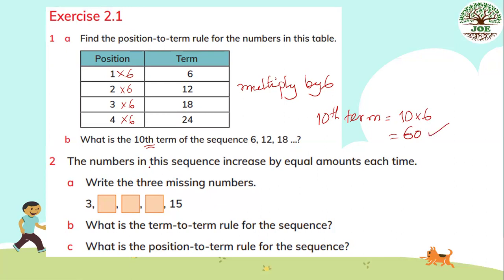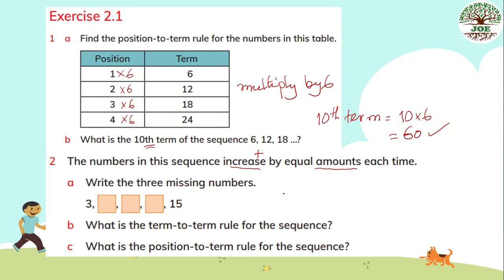Number two, the numbers in this sequence increase by equal amounts each time, which means we have to add an equal number each time. Write the three missing numbers. Just like the example, there are 1, 2, 3, 4, 5 terms. 5 terms, the first one is 3, so the last term is 15.